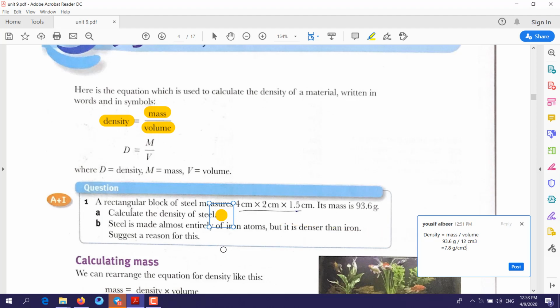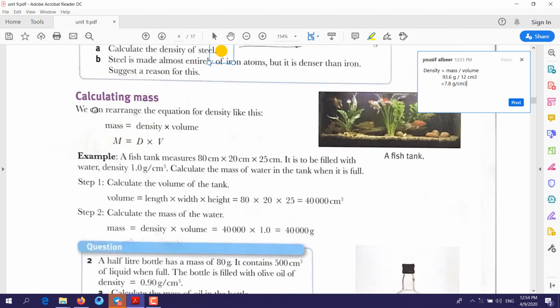So in this way, you can find the density of any object. Then, calculating mass. How to calculate a mass of an object? Also here, you will depend on the same formula.